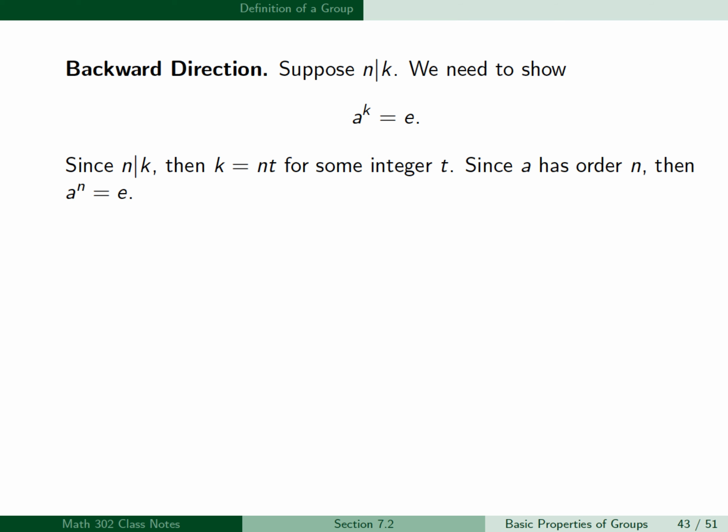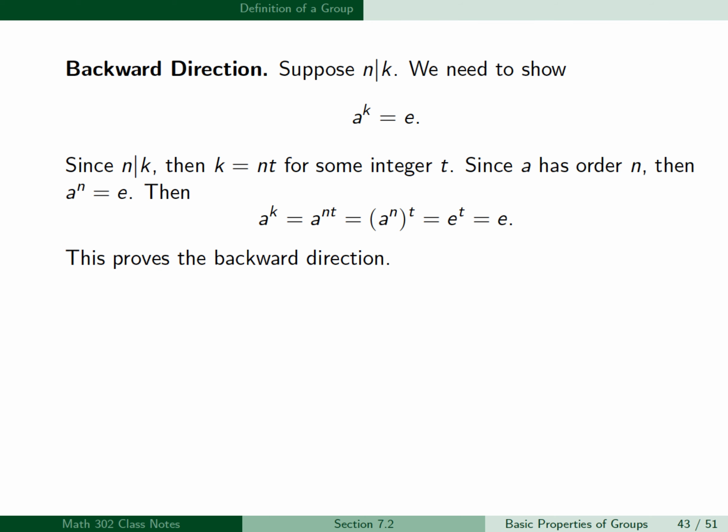Since a has order n, then a to the n is equal to e. Then a to the k is a to the nt, which will be a to the n raised to the t power, and a to the n is equal to e, so this will be e to the t power, which is just e. And this proves the backward direction, and this completes the proof of part 1 of the theorem.